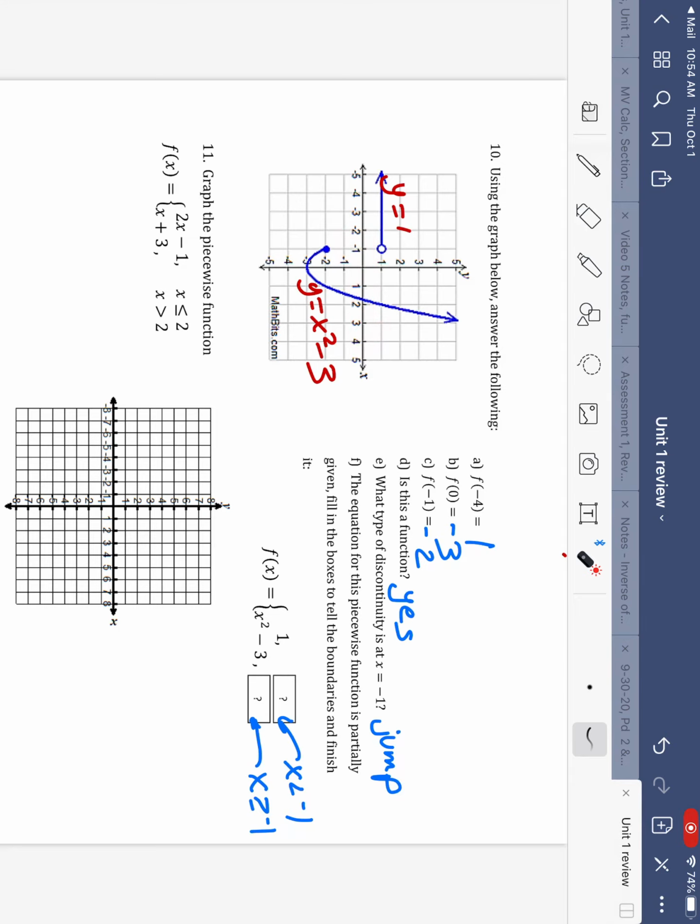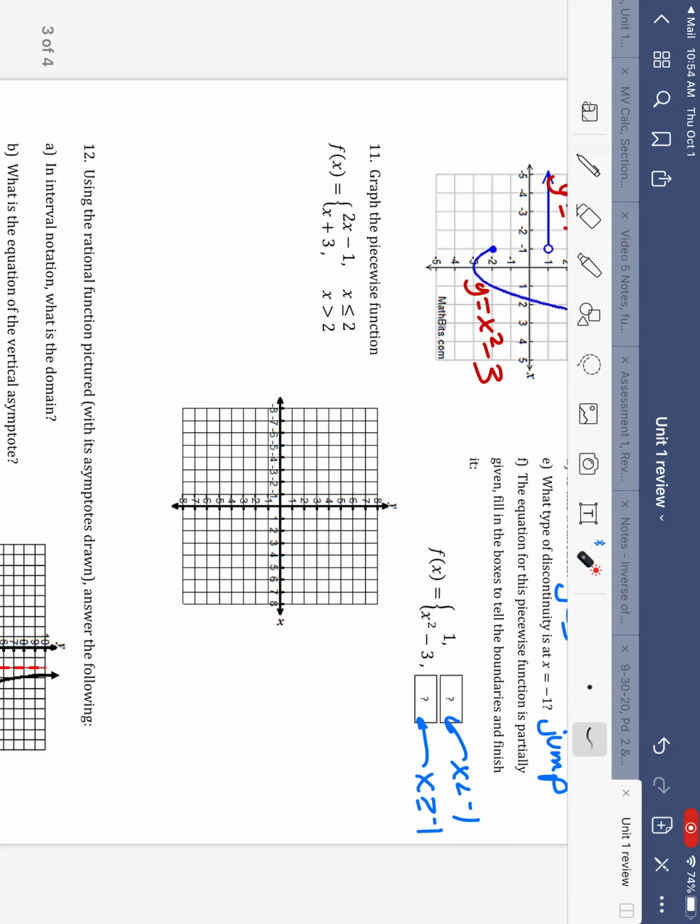Okay. All right, so now like we practiced in class, we're going to graph this piecewise function. So notice over here, it's 2. 2 is the place right here on the graph where it's going to be changing from one graph to another. So I'm just going to graph each one, and then I'm going to erase the part that I don't want.